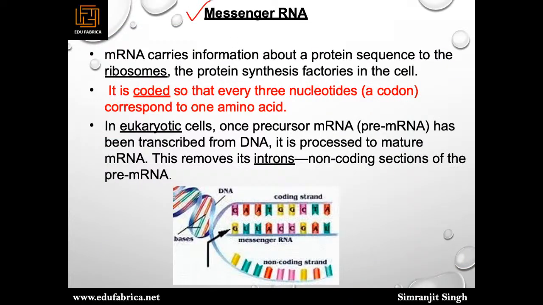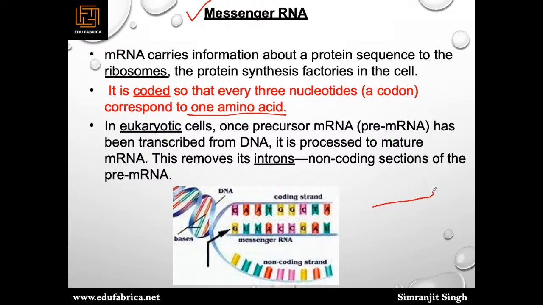Messenger RNA. So that basically carries the information about a protein sequence to the ribosomes, where the protein synthesis is happening. It is coded with 3 nucleotides corresponding to 1 amino acid. We will discuss them in a very good presentation just now. So in eukaryotic cells, once precursor mRNA has been transcribed from DNA, it is processed to mature RNA, and this removes the introns, non-coding sections of the pre-mRNA.